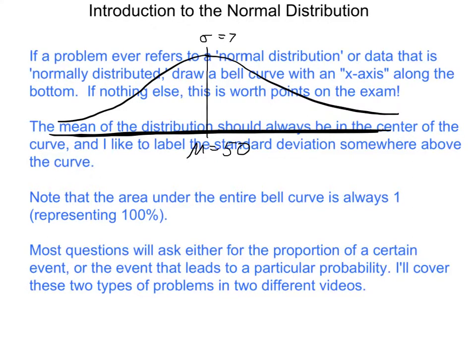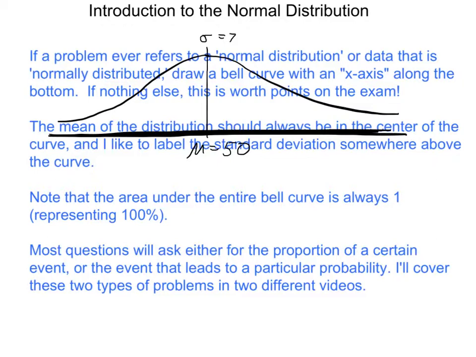Down here, I like to keep all of my data, like, if this is heights, then fine, this is the height being 50. I put this up on the top because it's not really anywhere along the x-axis, it's just pertinent data. As a note, all of the area underneath this entire curve is 1. And most questions are either going to ask you for the proportion of some event happening, or what the event is that leads to a particular probability. And like I said, I'm going to cover those 2 problems in 2 separate videos, one for one and then one for the other.